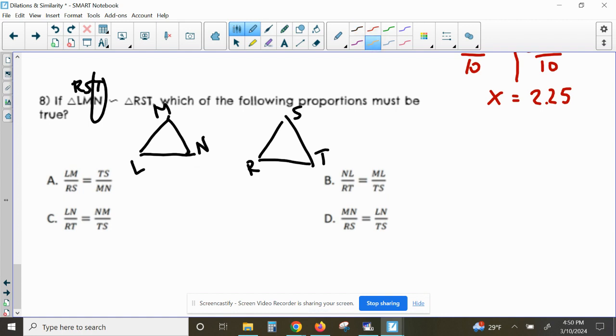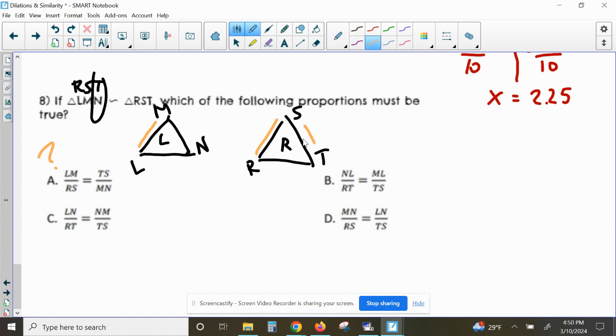So I like to pick colors. So I'm going to pick orange to test this one out. So I'm going to think about the way we do this. I'm going to do LM, that's this piece, right? Over RS. So LM over RS. So far, it looks like it matches, right? Remember, I went from this left shape to this right shape, right? So LM to RS. Now, look what they do right here. They do TS. TS is over here.